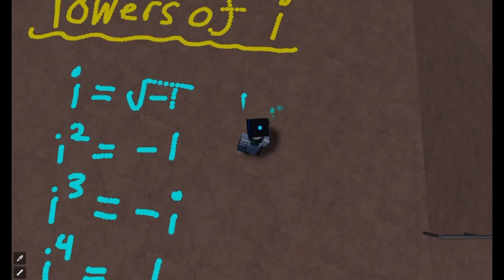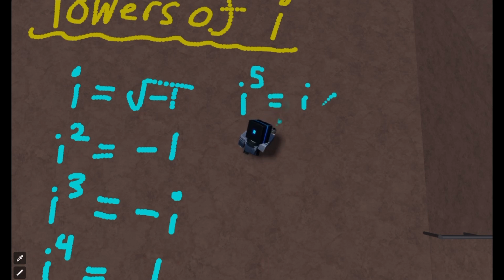If I have i to the fifth power, that's just equal to i times i to the fourth, because 5 is equal to 1 plus 4. And if i to the fourth is 1, this is just i times 1. Anything times 1 is itself. So i to the fifth power is just equal to i.